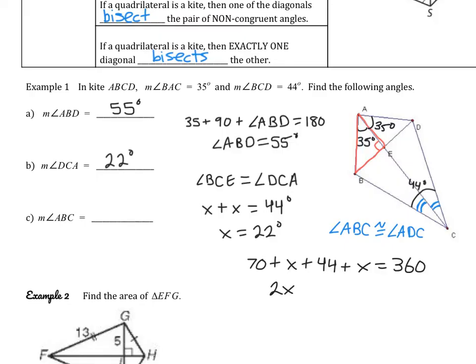So let's combine like terms. So 2x plus 114 equals 360. If I subtract 114 from each side, we get 2x equals 246. So that means that x equals 123. And remember, we called x ABC. So that means the measure of angle ABC is 123 degrees.